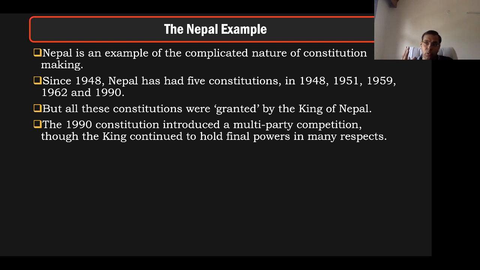Multi-party competition means you would have multiple parties, just like Britain. Britain has a royal family, the queen, the king, and then you have the elected political leaders, which contest elections on the basis of which party they are representing. So multi-party competition, though the king continued to hold final powers in many respects. Same thing that happens in the UK, although the UK Queen doesn't have that many powers.